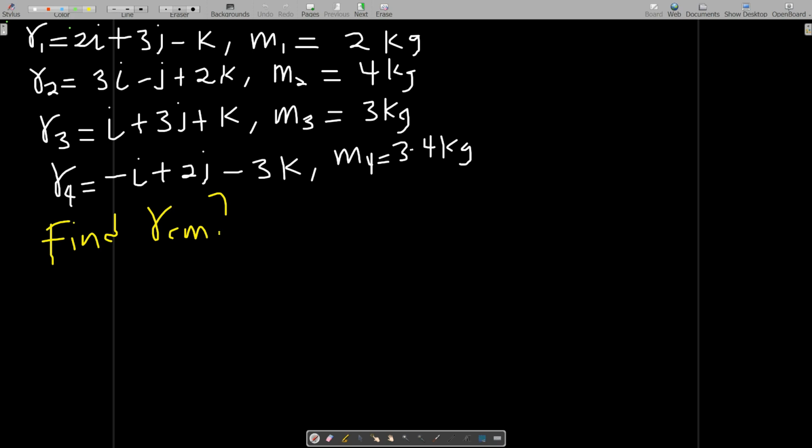Hello, welcome to this video on solving systems of particles problems. In this video we'll go through how to solve the center of mass of systems of particles, angular velocity and angular momentum.